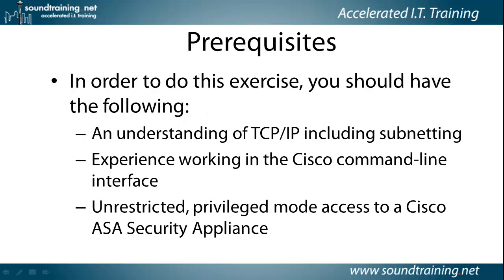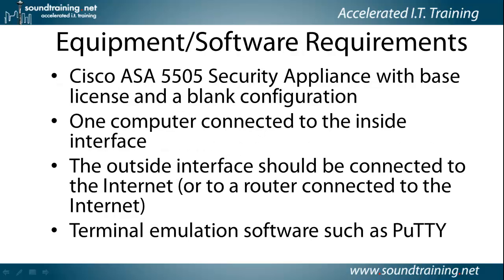data. Prerequisites. In order to do this exercise, you should have the following: an understanding of TCP/IP, including subnetting, experience working in the Cisco command line environment, and unrestricted privilege mode access to a Cisco ASA security appliance. The equipment software requirements: we're using a Cisco ASA 5505 security appliance with base license and a blank configuration.